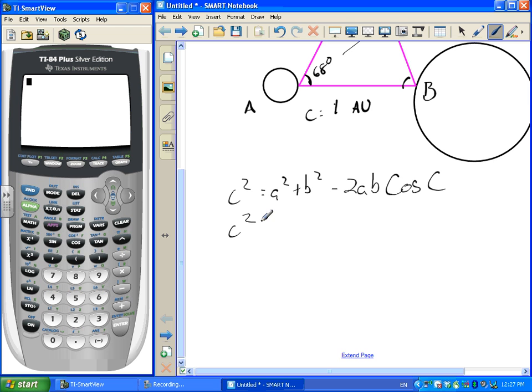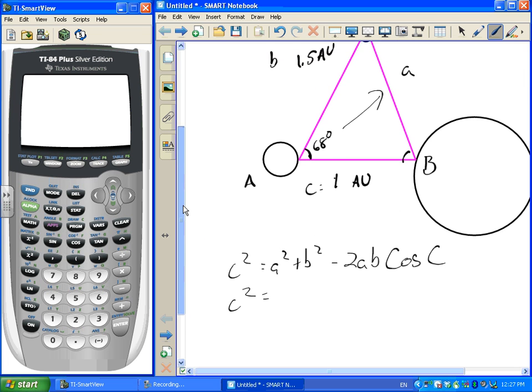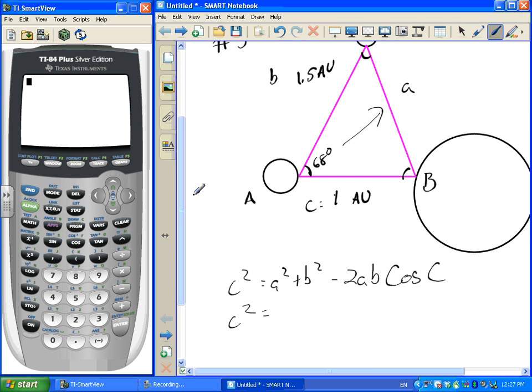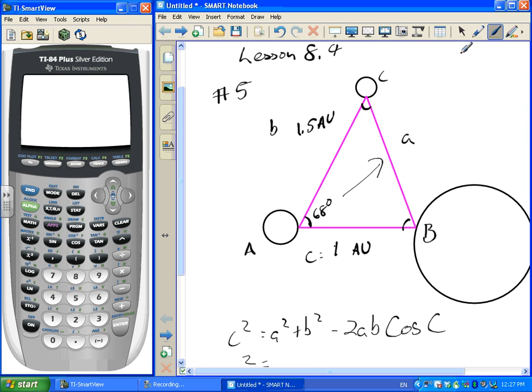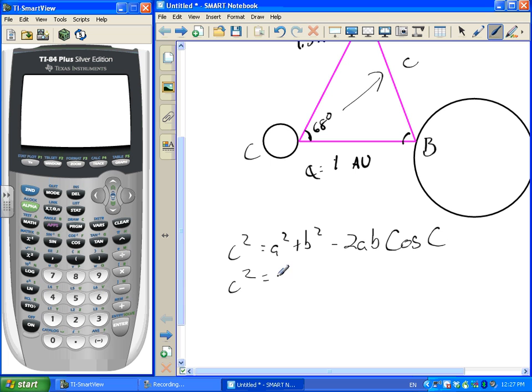So that leaves me with c squared is equal to... the only thing is when I named this triangle, I called this ABC. I'm going to have to rename it, because remember, we want our C to be what we're looking for. So I'm going to change that. This will be A, this will be angle C and side C. Our A is 1 AU. We're going to measure in astronomical units. Our B is 1.5, minus 2 times 1 times 1.5 cos of 68.